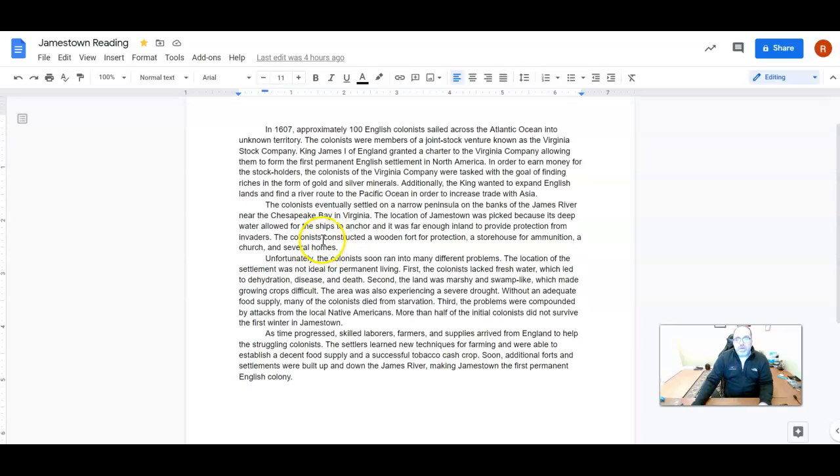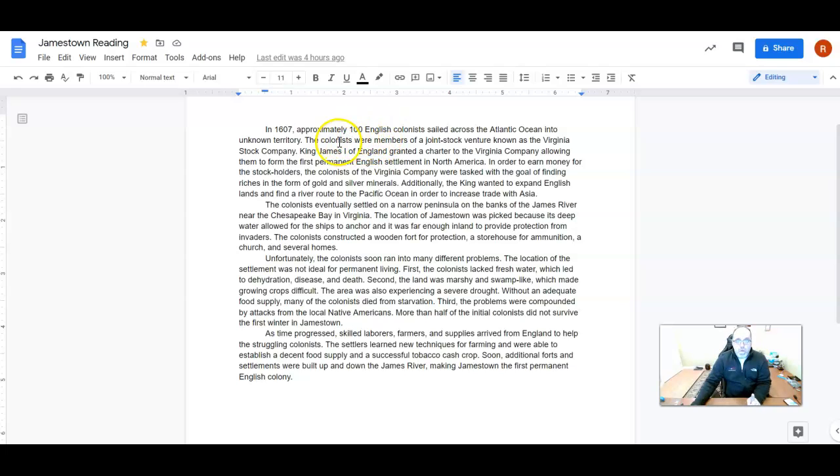In 1607, approximately 100 English colonists sailed across the Atlantic Ocean to an unknown territory. So before I go any further, do we have anything in here that you believe falls into one of our categories? Yes, you in the back. English colonists. Nice. That is perfect.